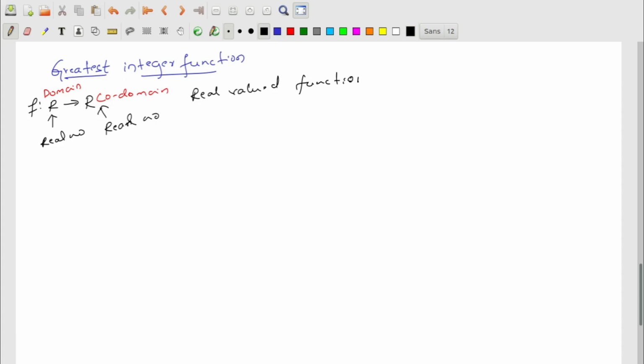It is a real valued function, and the function f of x is our greatest integer function of x. Now let me write the definition. How do we define the greatest integer function? The greatest integer function is the greatest integer less than the given value.